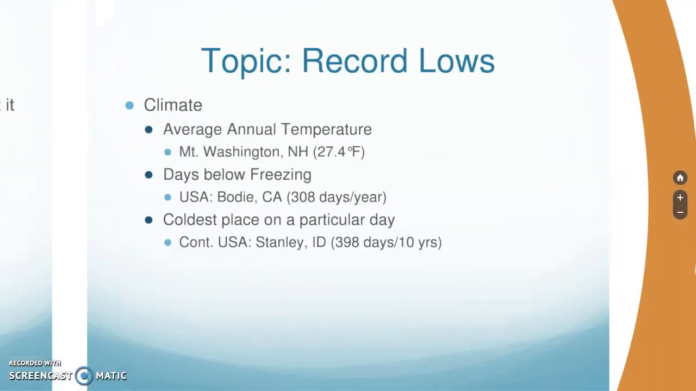As far as the coldest places to live, that depends on how you look at it. For instance, if we look at the average annual temperature, Mount Washington, New Hampshire has an average temperature of 27 degrees Fahrenheit. That means more than half of the year, literally more than half of the year, the temperature is below freezing. We could also determine the coldest place based on the number of days below freezing, or the city that has the record number of times hitting the coldest place in the United States, as you see here.